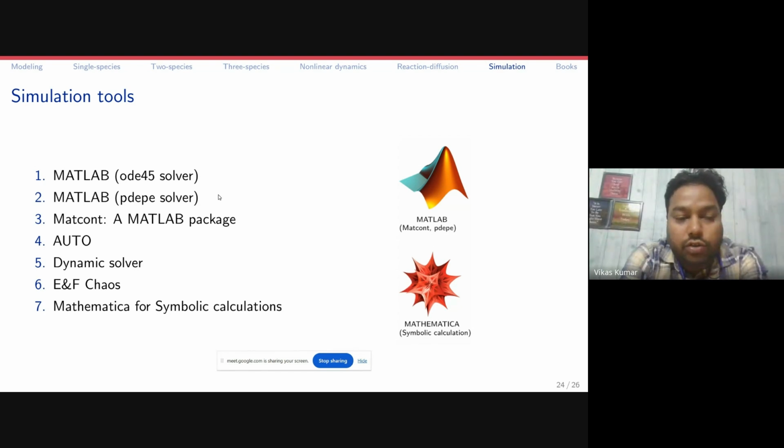And AUTO also works with the same. You can also solve with AUTO. AUTO is just software. It's a completely different software. You can install it and understand how you can use that. You can understand the dynamics of the ODE model. Dynamic solver is also a software. You can also use that one. And you can plot the bifurcation.